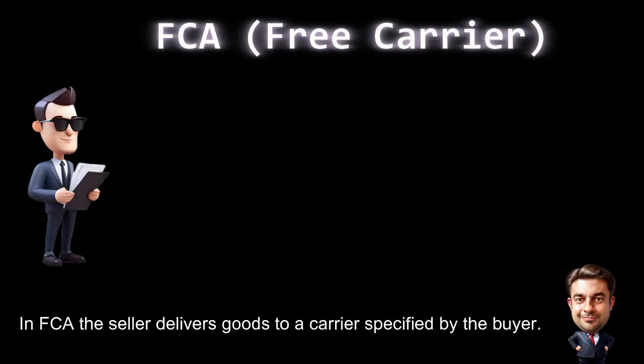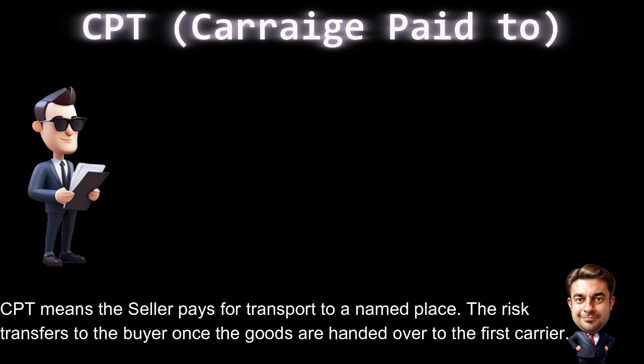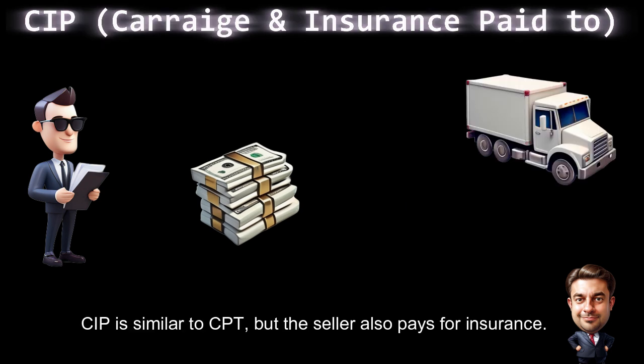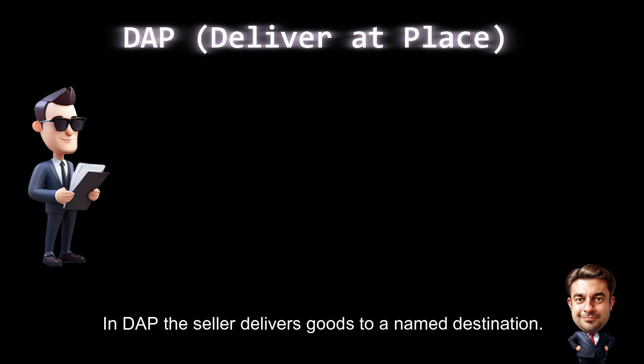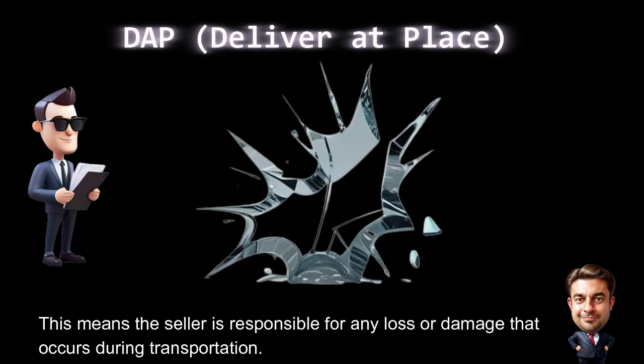In FCA, the seller delivers goods to a carrier specified by the buyer. CPT means the seller pays for transport to a named place. The risk transfers to the buyer once the goods are handed over to the first carrier. CIP is similar to CPT, but the seller also pays for insurance. In DAP, the seller delivers goods to a named destination. This means the seller is responsible for any loss or damage that occurs during transportation.